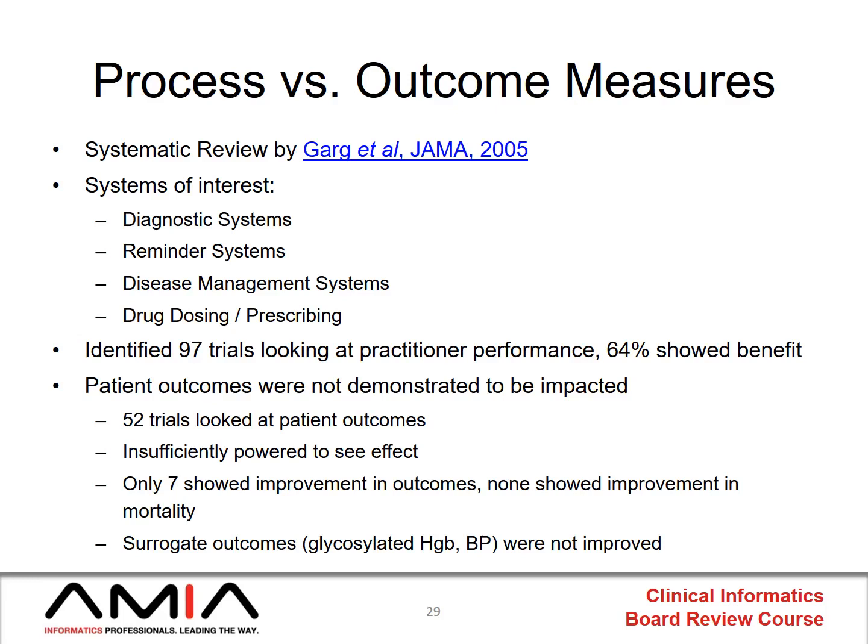So, for example, if you look at a disease like diabetes, there are lots of terminal outcomes that you might want to look at, such as development of nephropathy or something like that. But even an intermediate or a surrogate outcome like glycosylated hemoglobin, the A1C level, was not consistently improved.